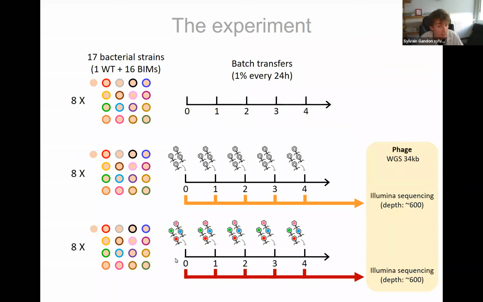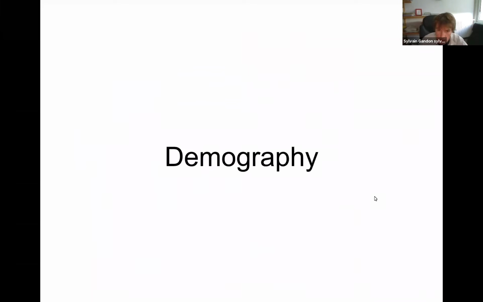We were also interested in phage coevolution, so we also sequenced the phage through time. In this case, we sequenced the whole genome, which led to a slightly lower depth of sequencing, but it still allowed us to track the escape mutation through time. So I will present the results now. I will start with the population dynamics.